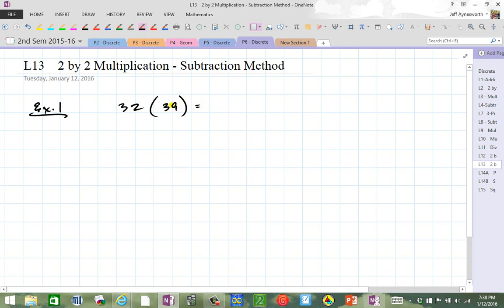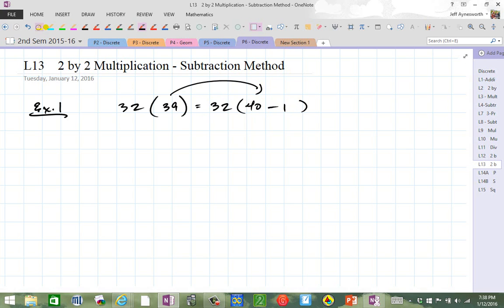I'm going to take 39 and rewrite it as a subtraction of two numbers, or as a difference of two numbers, that's better stated. So we have 32 times, not 39, but hey, guess what? 39 is the same thing as 40 minus 1. That's where the name comes from. We write it as a difference of two numbers here. Notice that I rewrote 39 as 40 minus 1. That should make sense. And then we're going to do what we always do. We're going to distribute through.